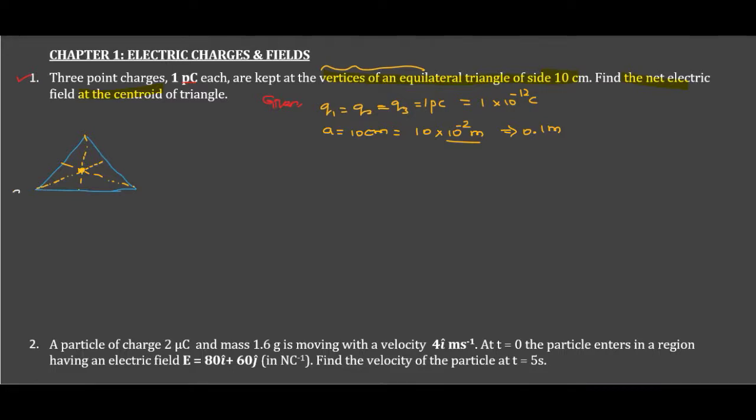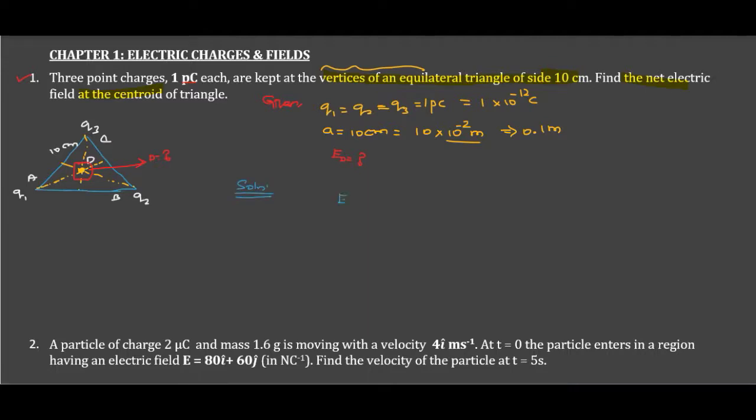We can assign names. For example, Q1, Q2, Q3. The side is nothing but 10 centimeter. So I'll give the names A, B, C, D. So we have to find the net electric field at D. This is the one they are asking. So electric field at D is equal to what? Now I am going with the solution.